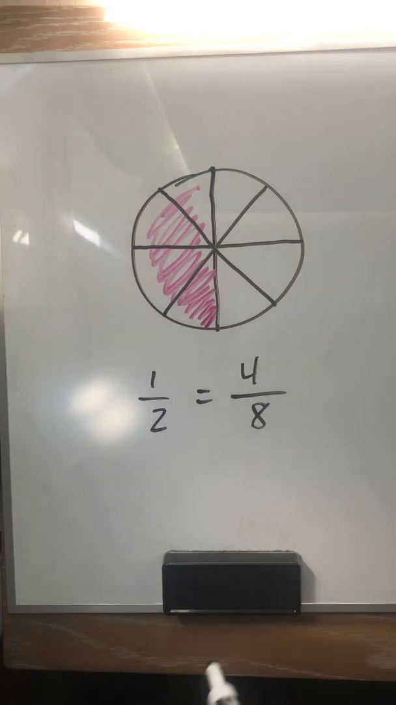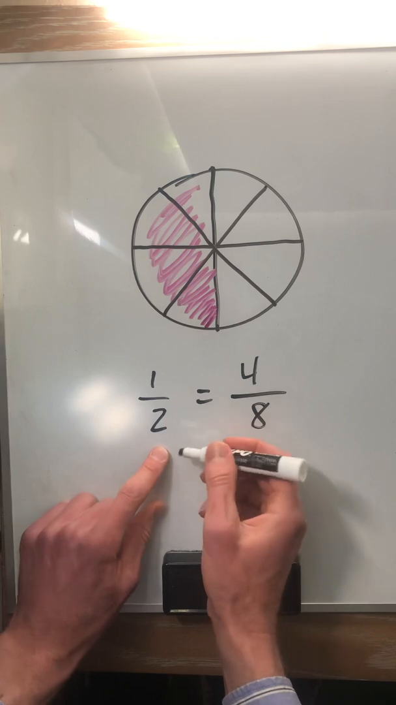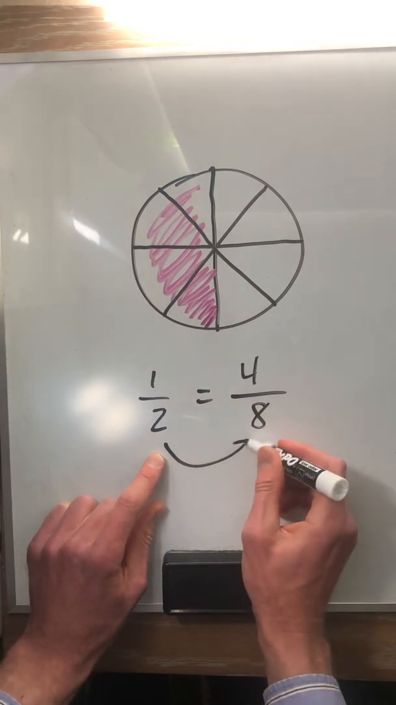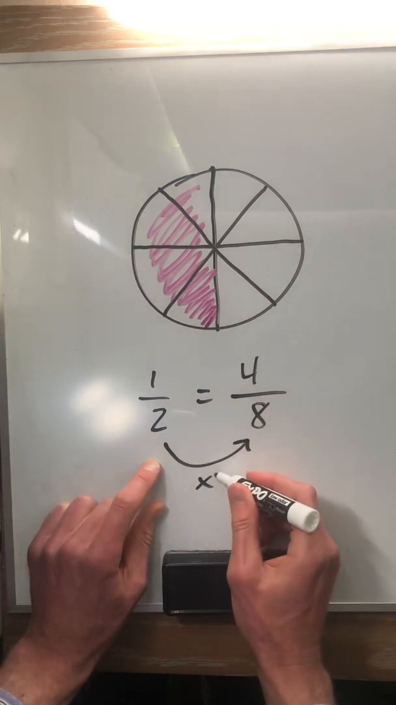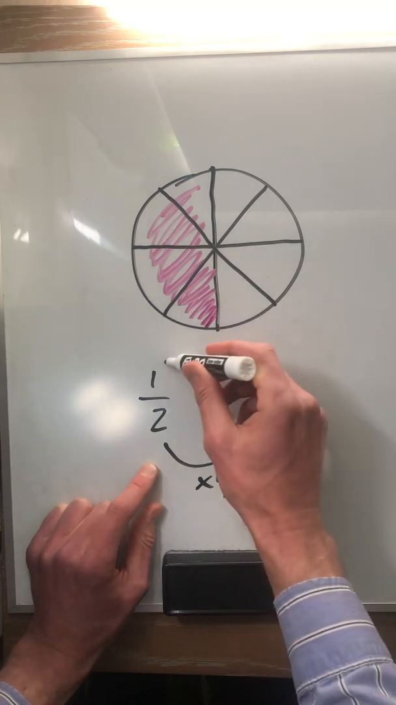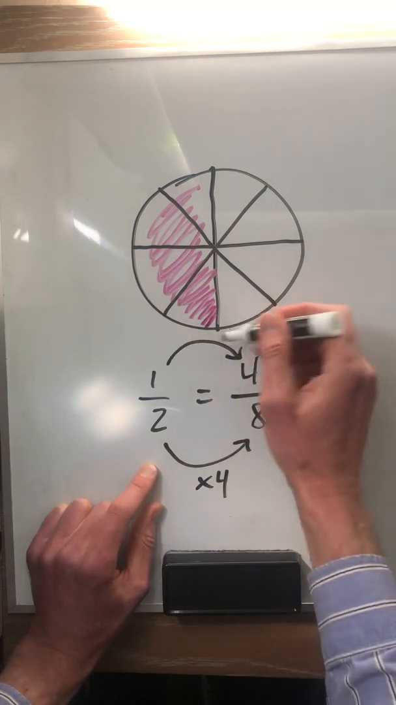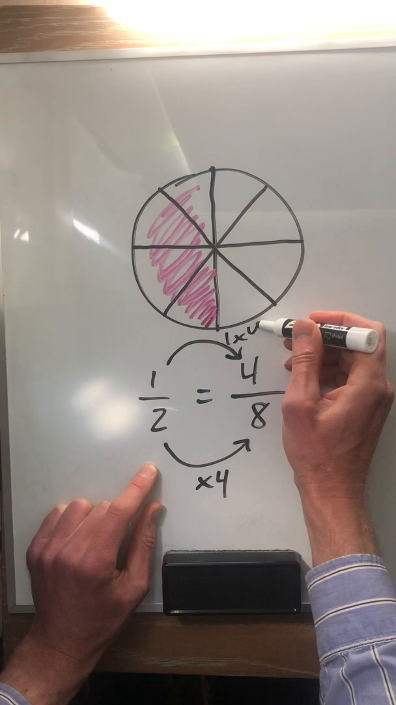Before we were just doubling the numbers, but this time, 2 times what equals 8? Well, 4. So 1 times, well, it's easier to go up top because 1 times 4 is 4.